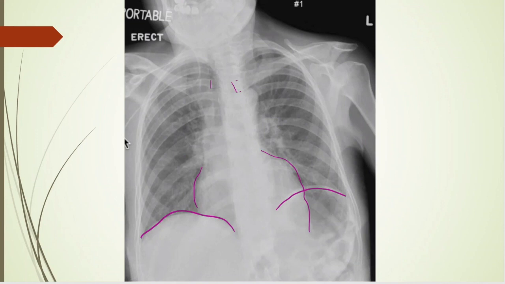Although there's a large gastric bubble in there as well. You see a lot of air. D for diaphragms, E for everything else. Looks like there's good lung markings. Good lung markings. There's a central line here. It's probably a PICC line.